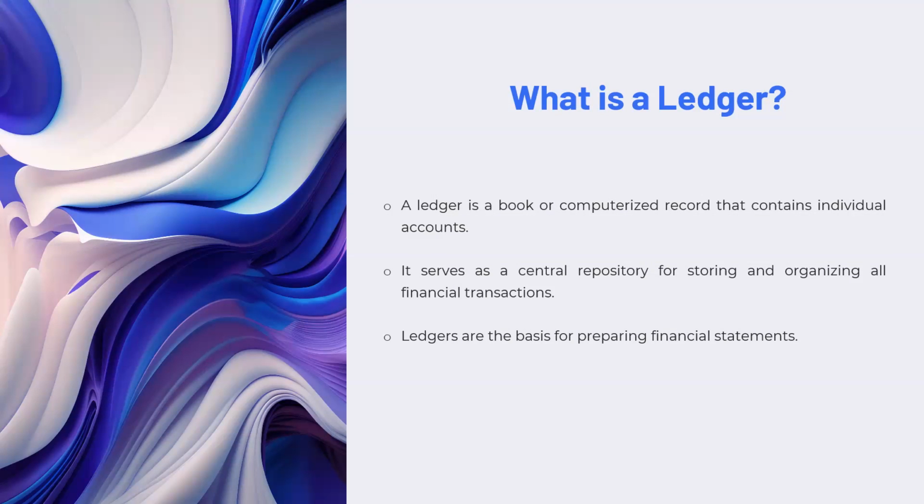Okay. So a ledger is a central repository for storing and organizing all financial transactions. Once the journal is prepared, all the transactions are posted in the ledger. From the ledger posting, you can directly prepare the final accounts. If you want, you can prepare the trial balance as well, but preparing a trial balance is not mandatory for preparing the final accounts.